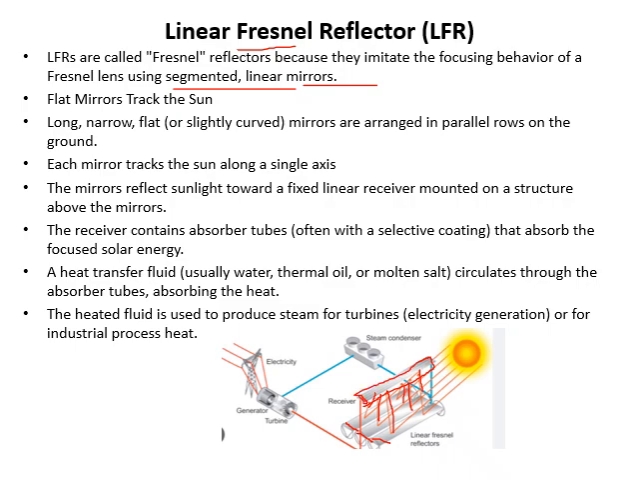A Fresnel lens has many concentric rings, or grooves. This is called the linear Fresnel reflector, and each mirror tracks the sun along a single axis. The mirrors reflect sunlight toward the fixed linear receiver mounted on the structure above the mirrors, somewhat like the parabolic trough collector that we have previously seen. We usually use water, thermal oil, or molten salt as a heat transfer fluid. This is used to produce either steam for turbines or industrial process heat.